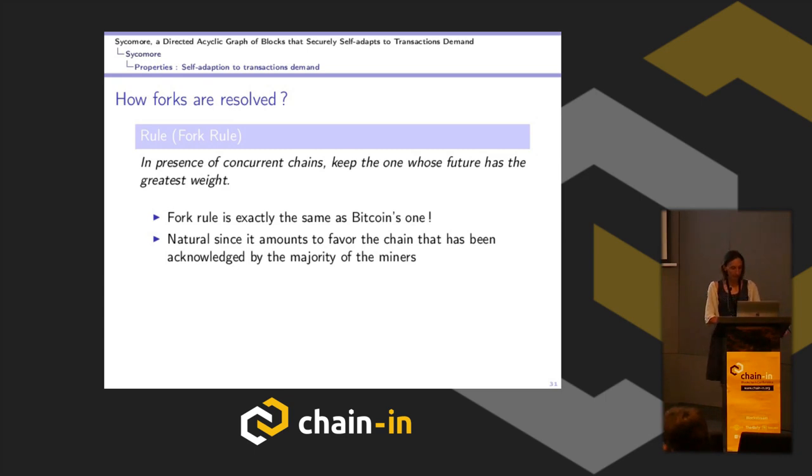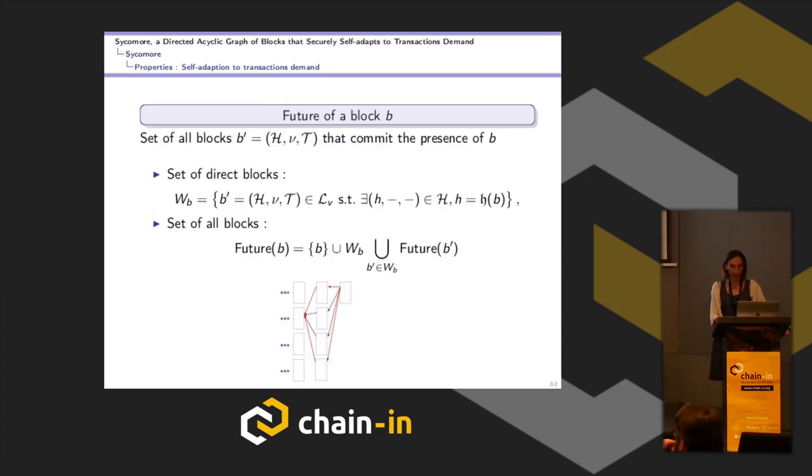Okay. And so the rule when you have a fork is just to keep the one whose future is at the greatest weight, exactly as in Bitcoin. This is exactly the same, which is nice, actually, because this is very simple. And so how is it computed?